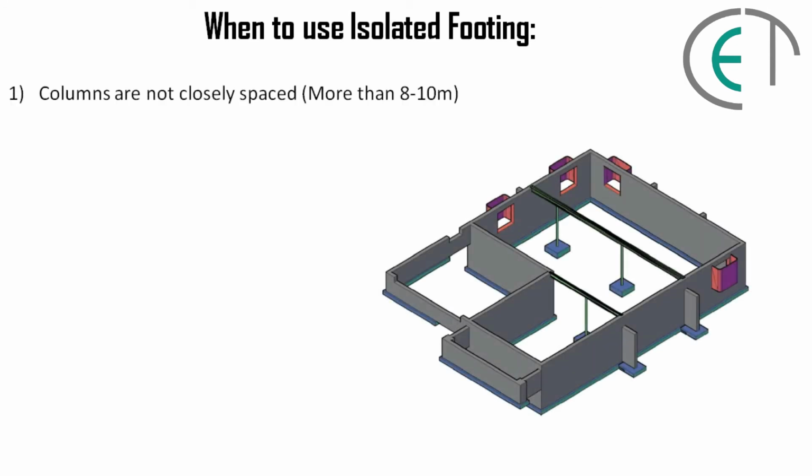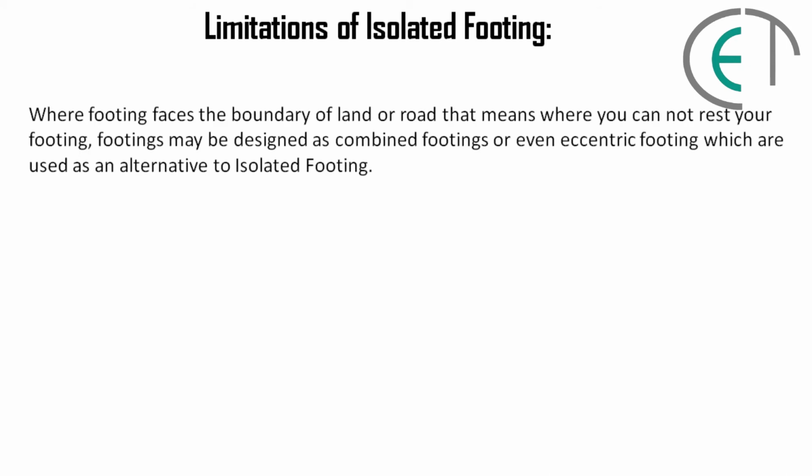When the columns are not closely spaced, more than 8 to 10 meters, load on footing is less, and soil bearing capacity is high. There are some limitations where we cannot use isolated footing. Where the footing faces the boundary of land or road, that means where you cannot rest your footing, footings may be designed as combined footings or even eccentric footing, which are used as an alternative to isolated footing.